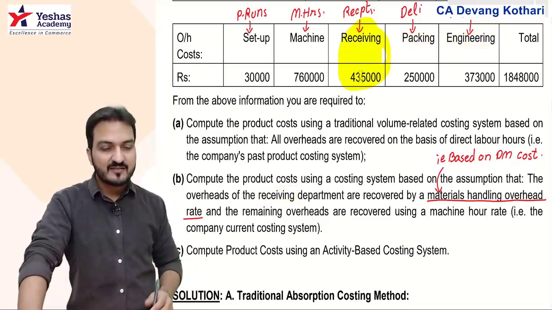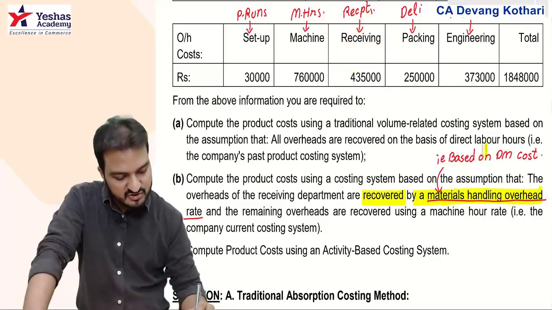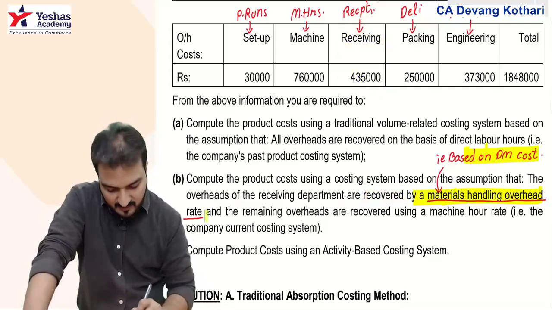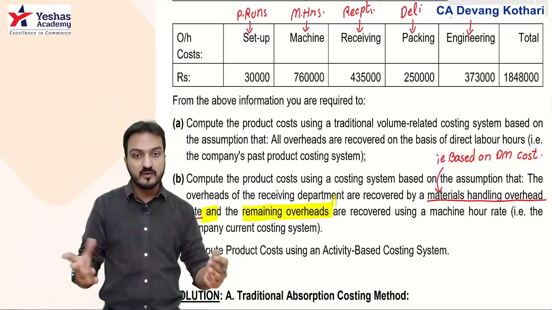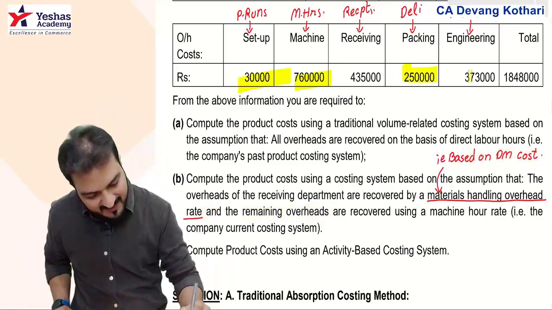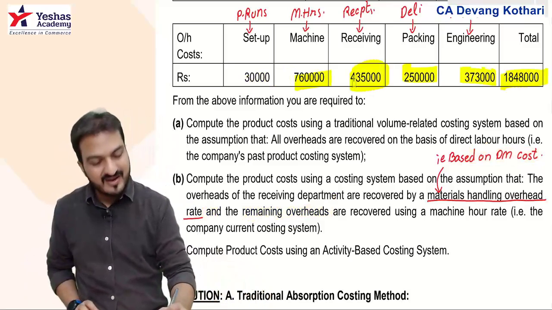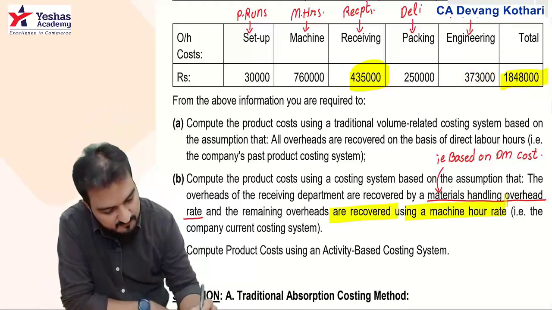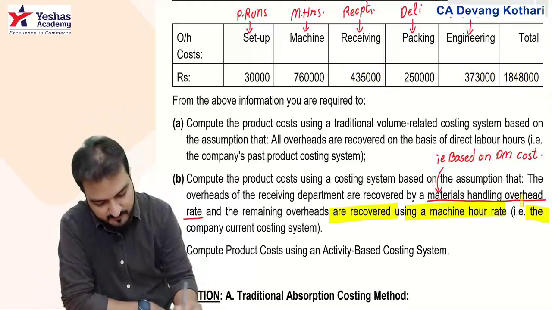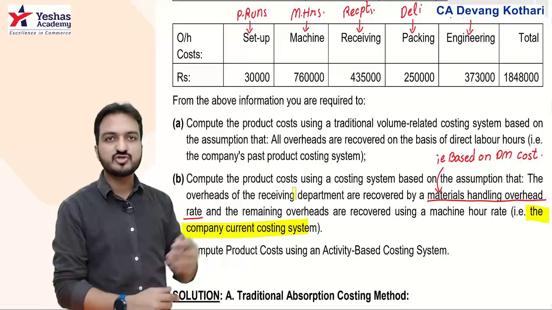So for this 4,35,000, you make an absorption rate which is recovered based on material handling, meaning based on direct material cost. And the remaining overheads, remaining means setup, machining, packaging, engineering, all the other four, or you can say total minus 4,35,000, are recovered using machine hour rate. That is the company's current costing method, meaning single rate method.